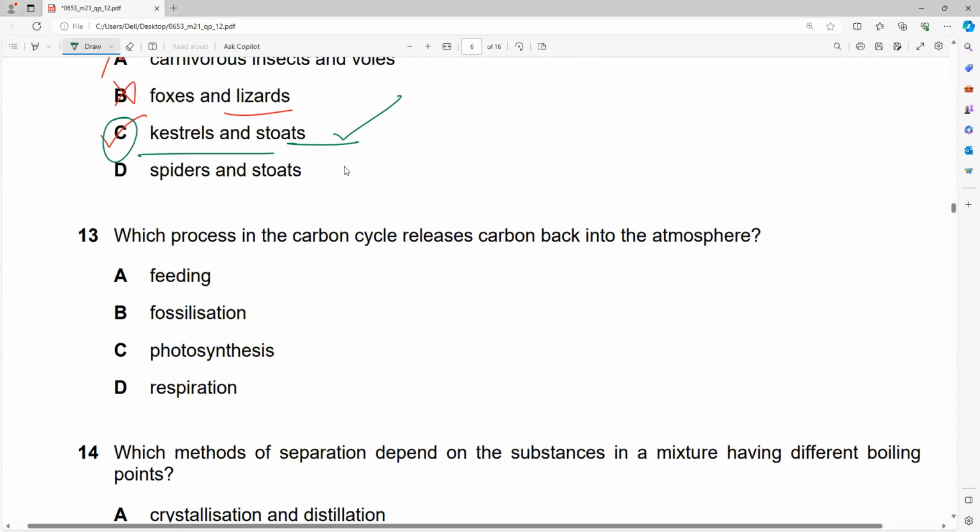Next. Which process in the carbon cycle releases carbon back into the atmosphere? Anybody? This is our life. Everything is taking place in our process. What is the process? Yes. It will be respiration. Yes. Okay.